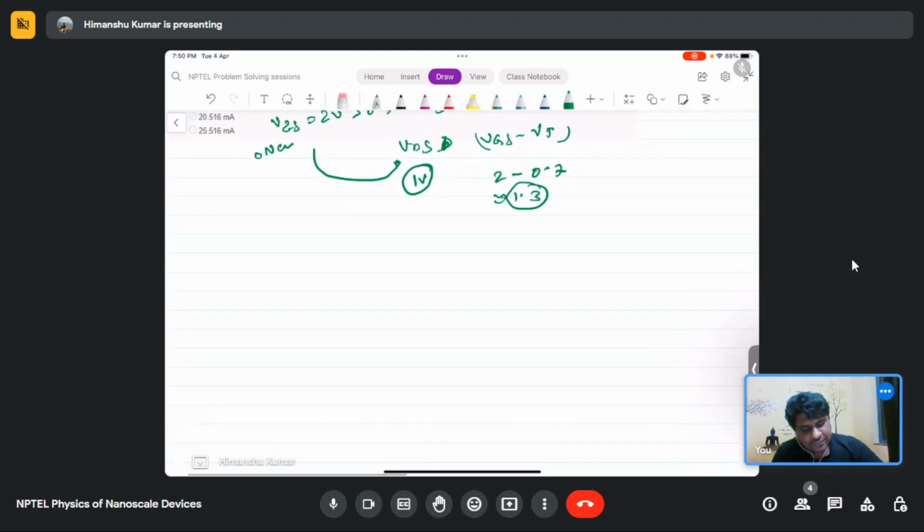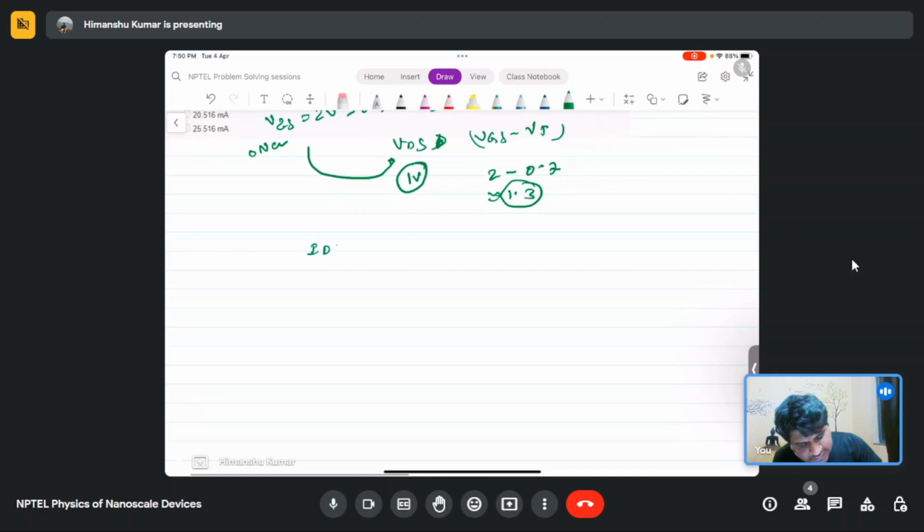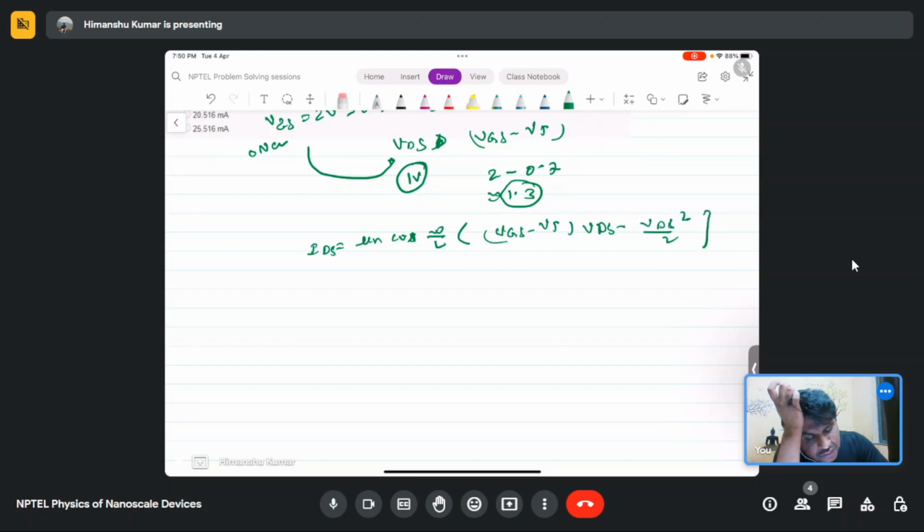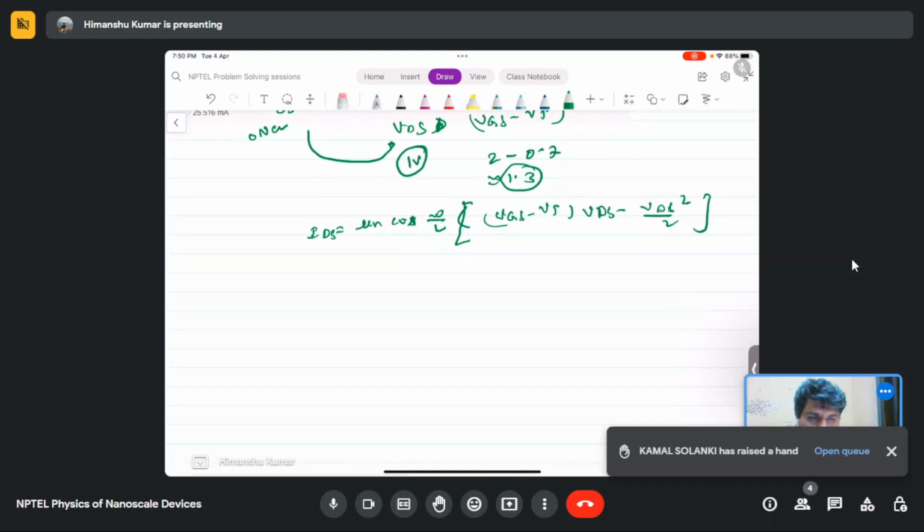Then our current is given by this. IDS is basically mu n Cox W by L times (VGS minus Vt) multiplied by VDS minus VDS square by 2. I am not doing the derivation of these equations. If you have any questions or any doubt, you can ask, or you can refer to the class notes or class lectures. Kamal, do you have any question?